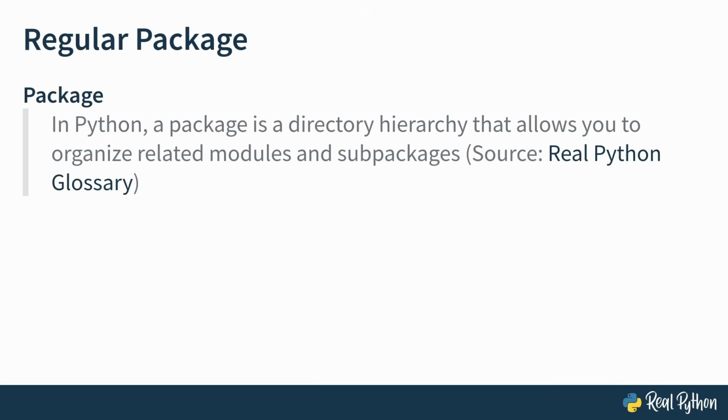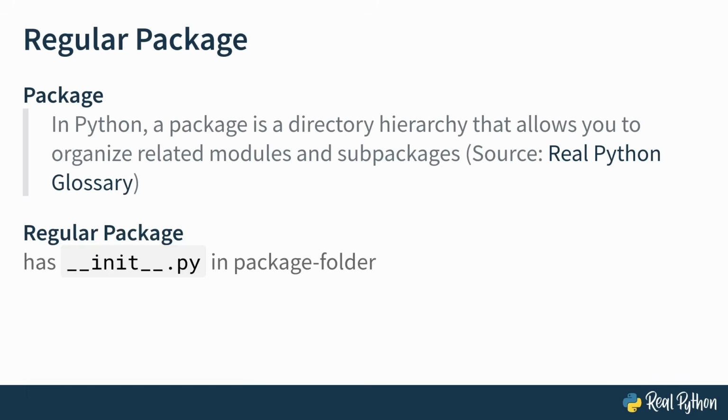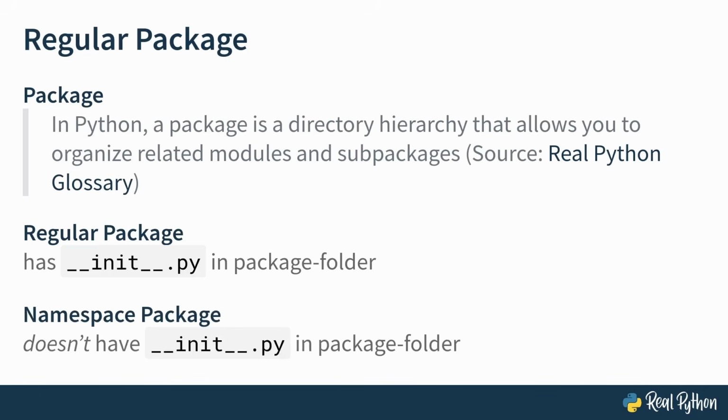What is a regular package? Well, if you take a step back and look at the Real Python glossary to see what a package is, well, a package in Python is a directory hierarchy that allows you to organize related modules and sub-packages. Now, a regular package is a package that has the dunder init.py module in its package folder. Now, you might discover there is another type of package called a namespace package, and that one does not have the dunder init.py file in its package folder.